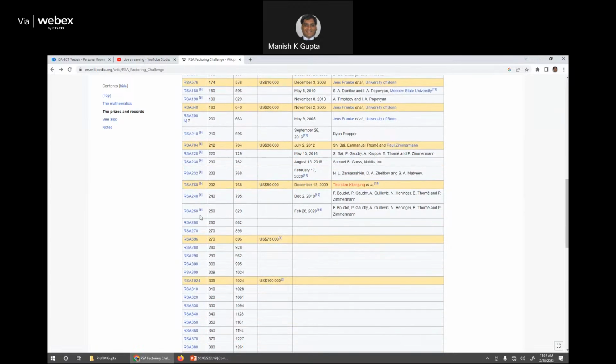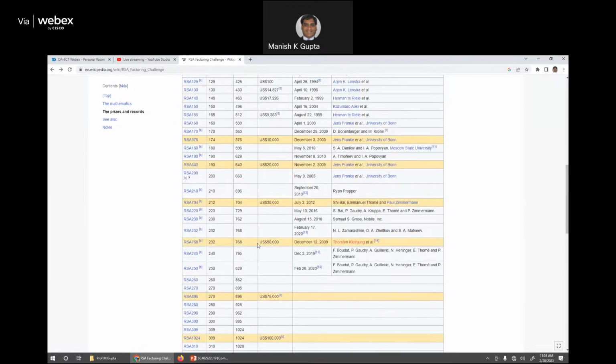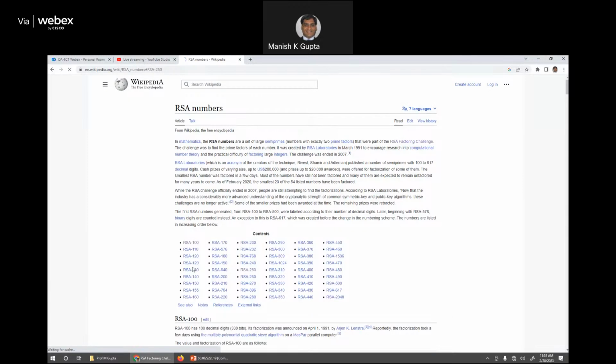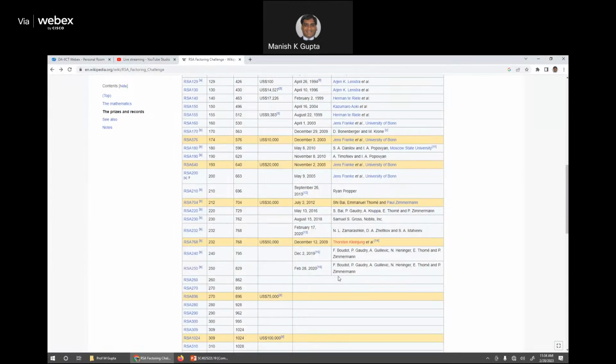And I think you see the latest is RSA 250. A 250 digit long number, which was factored on February 28, 2022, at the time of COVID, by these many people, right? So the factorization is certainly known. This is the number. These are two prime numbers. Factorization, right? So then what is next?